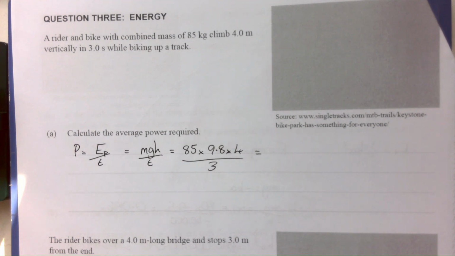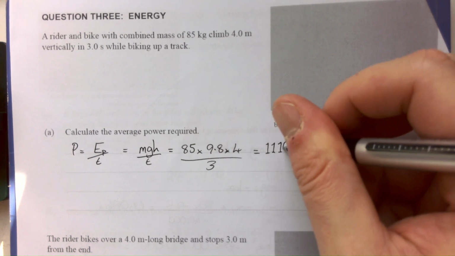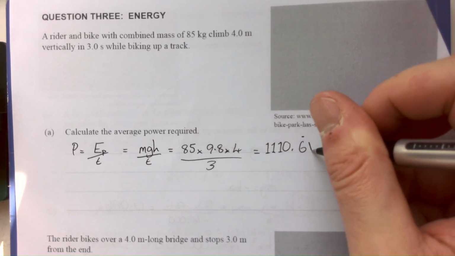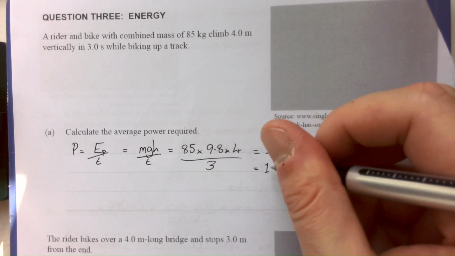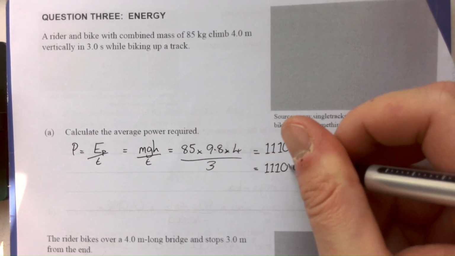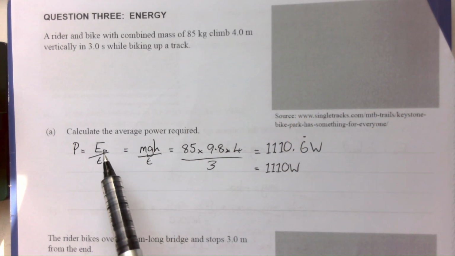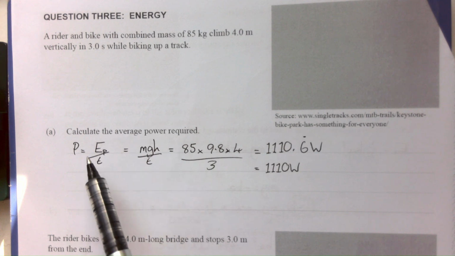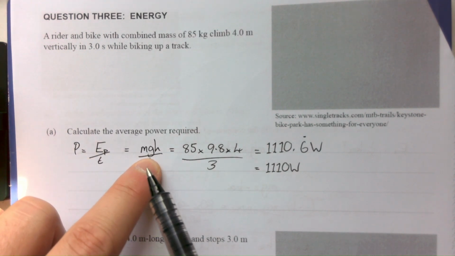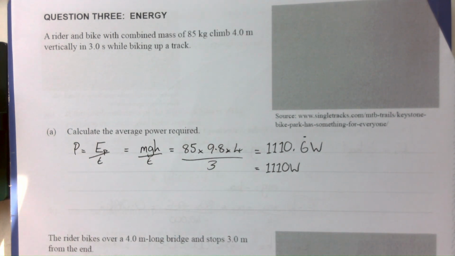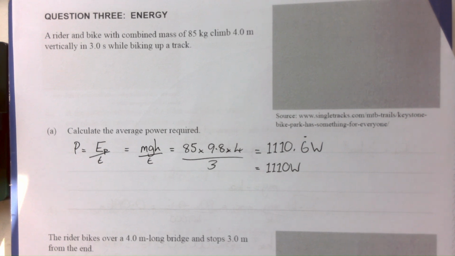And you should get 1010.6 recurring watts, which if we round it to 3 significant figures becomes 1110 watts. Now you don't have to actually put the GPE equation into the power equation, you can just work out the gravitational potential energy and then divide it by time if that's what you prefer, but I think it's always cleaner to do it all at once, like that.